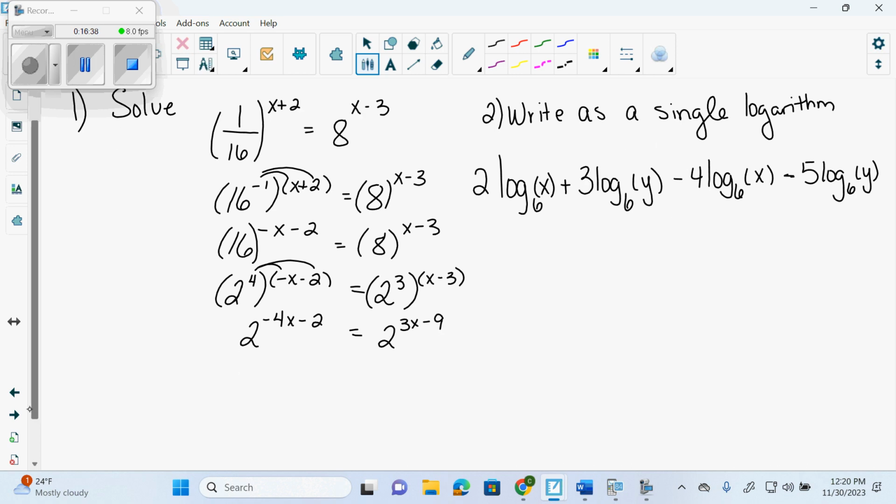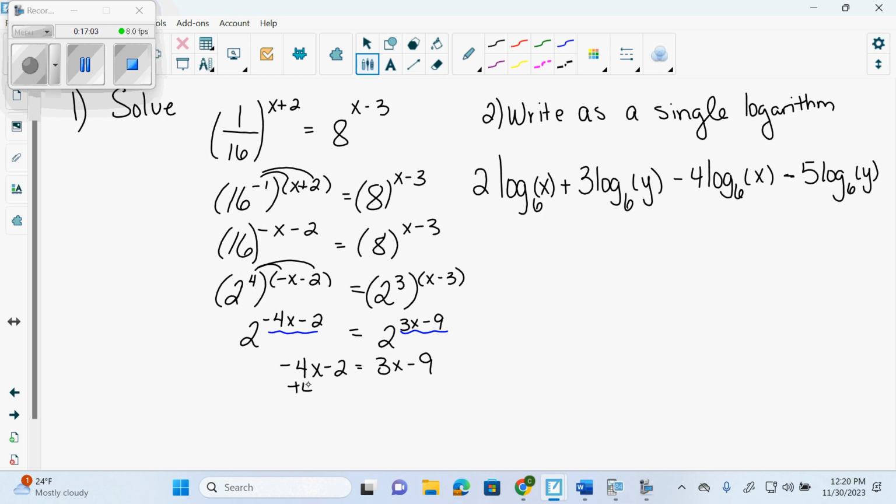And then when I have the bases the same, I can set the exponents equal. When we did this in class, I said if I gave you 2 to the 3 equals 2 to the smiley face, 3 would equal smiley face, right? So your exponents are equal if your bases are equal. If this is 2 to some exponent, and this is 2 to some exponent, the only way they would be equal is if those exponents equaled each other. So that's what you do next.